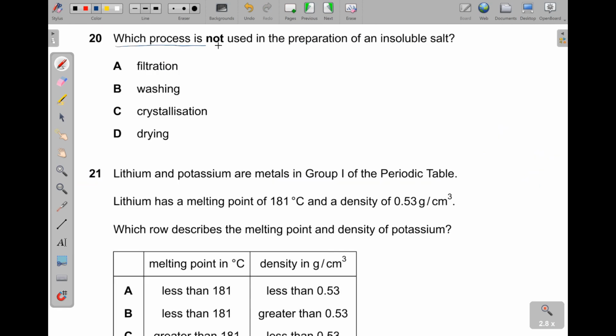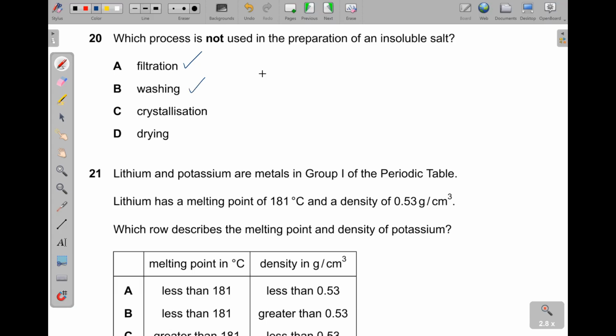Question 20. Which process is not used in the preparation of an insoluble salt? Filtration. This one can be used because if it is insoluble, you have to filter. Whatever is soluble goes in the filtrate, and then what remains on the filter paper is your insoluble salt, which you are going to dry, wash, and then dry between the filter papers.